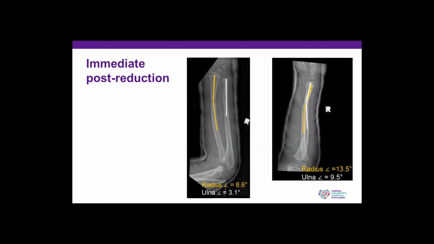She initially underwent closed reduction and long arm cast application in the emergency room. Ultimately, the initial improvement was excellent, with only a residual angulation of 8.6 degrees in the coronal plane and 13.5 degrees in the sagittal plane. The patient was discharged from the emergency room and given instructions on cast care and on scheduling a follow-up visit within the week.